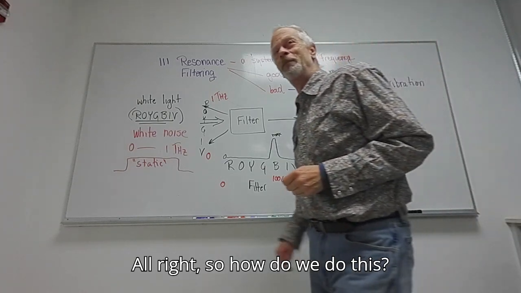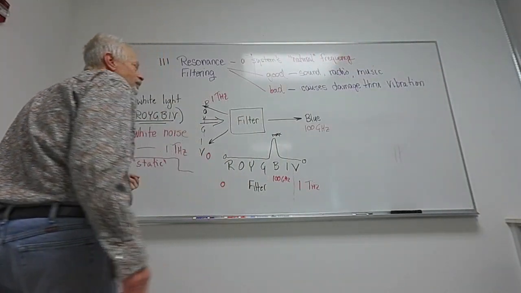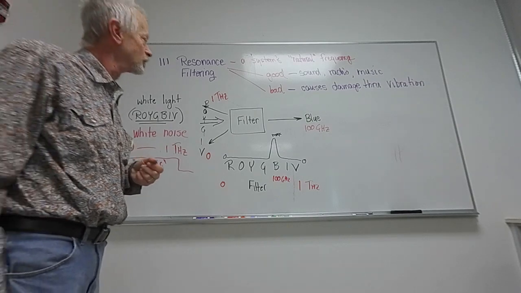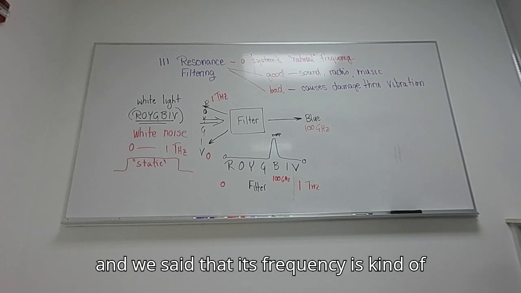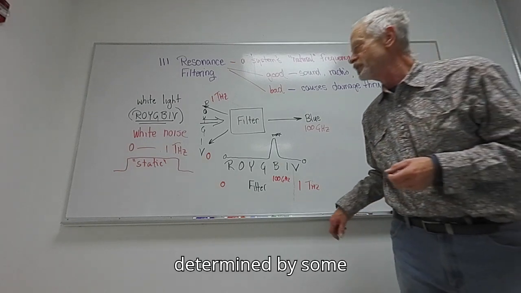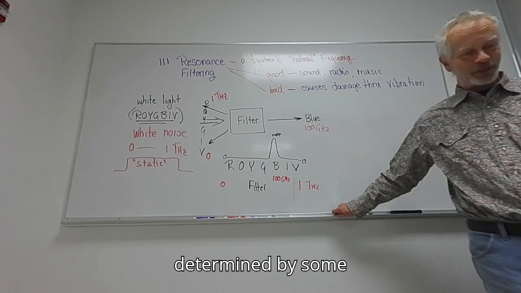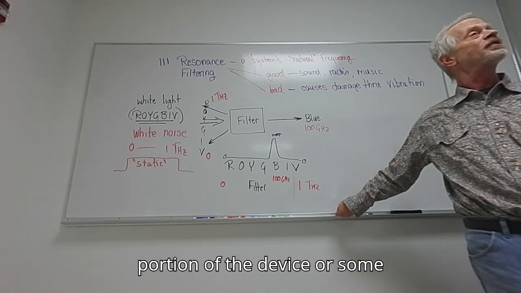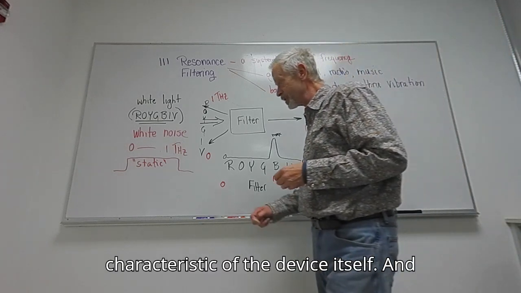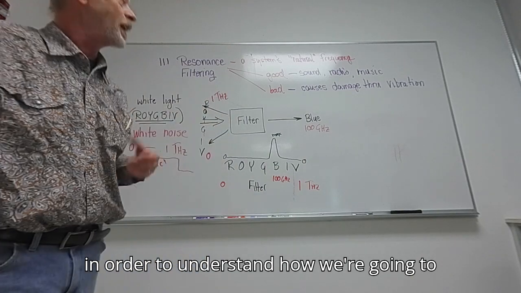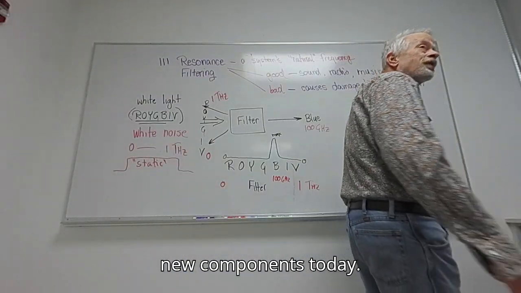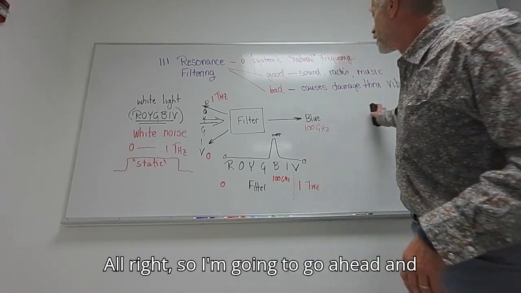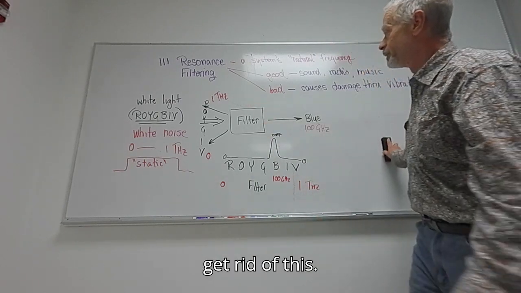All right, so how do we do this? How do we accomplish this? Well, earlier on we looked at the yo-yo and we said that its frequency is kind of determined by some portion of the device or some characteristic of the device itself. And in order to understand how we're going to do this, we're going to talk about two new components today.